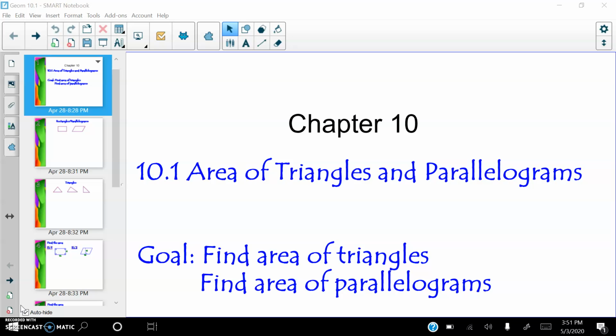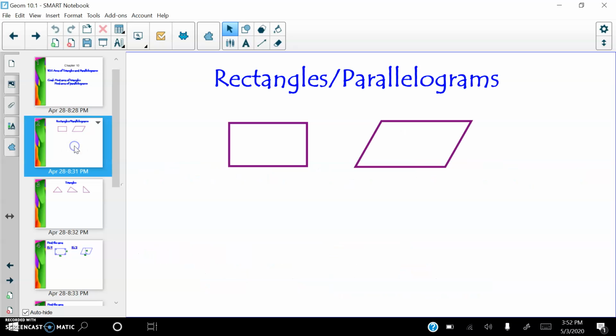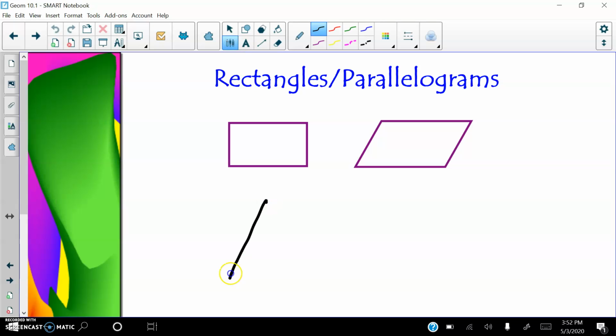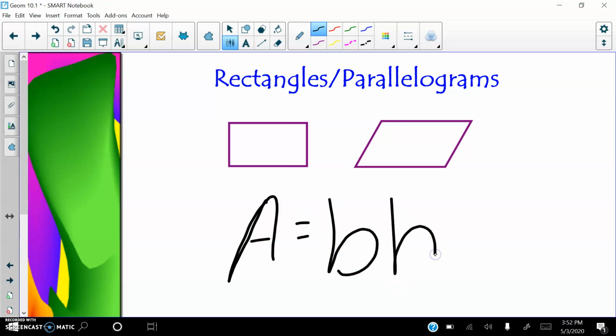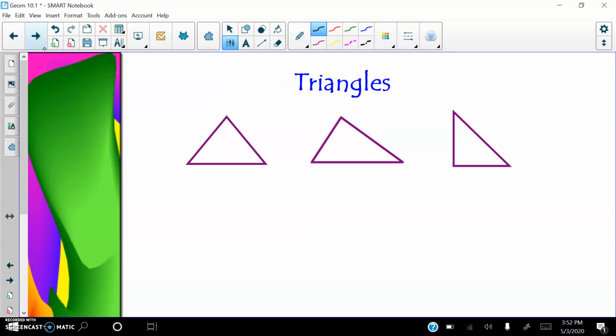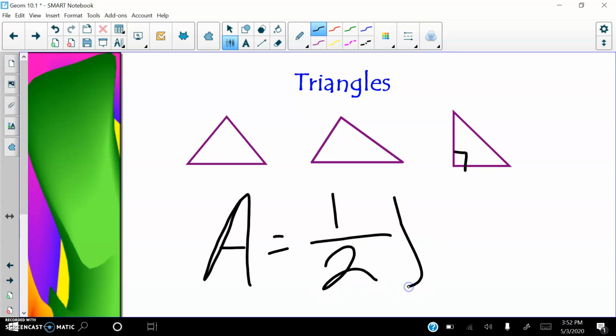So 10.1 is area of triangles and parallelograms. If we remember with rectangles and parallelograms, remember 4 sides, the area of this is base times height. For triangles, we can have acute triangles, scalene triangles, we can have right triangles, doesn't matter. But the area for these is 1/2 times the base times the height.